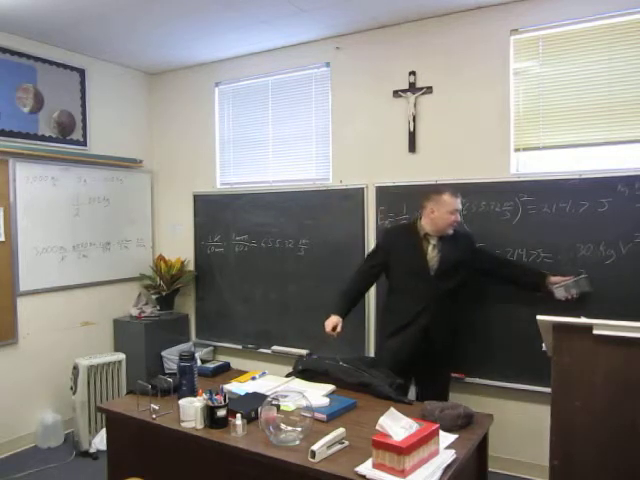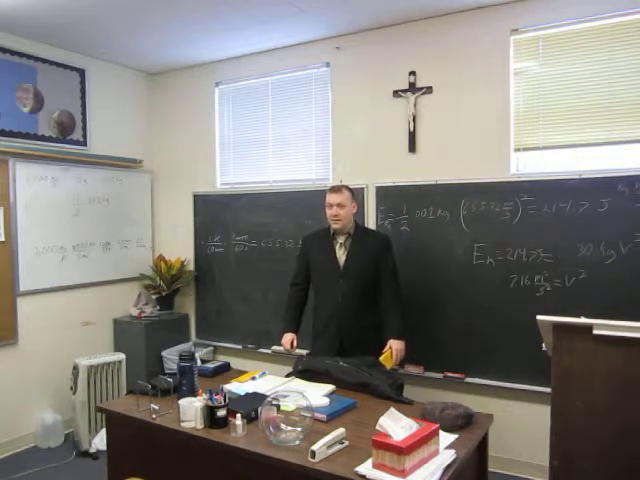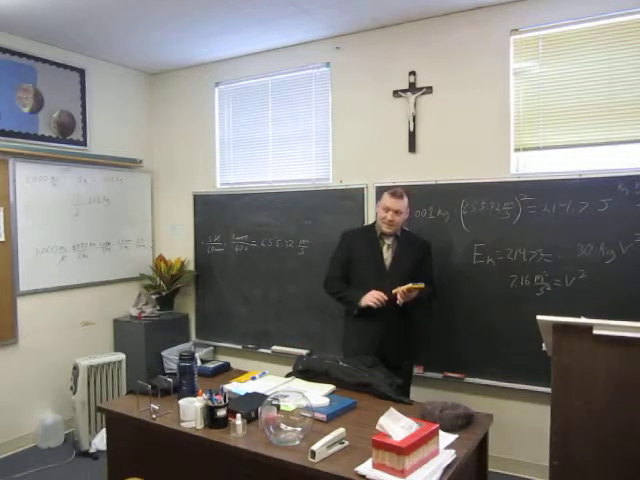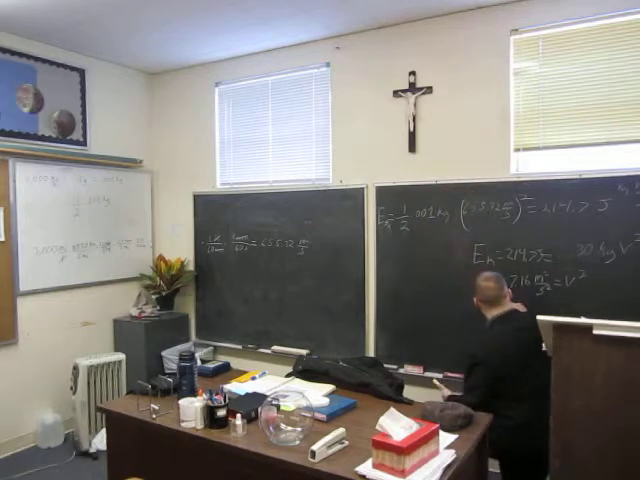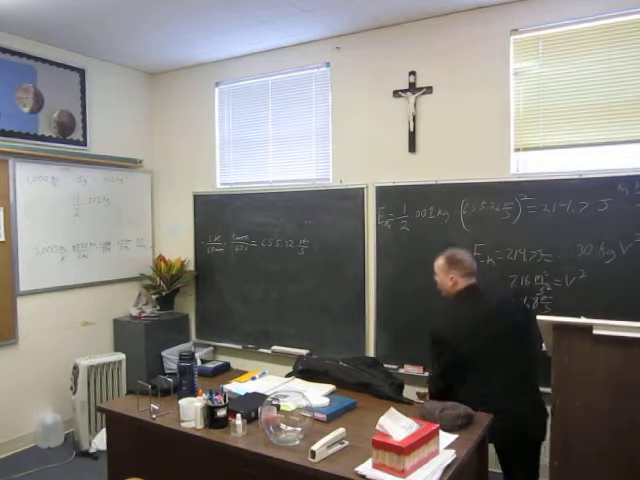We have velocity squared, but we want to know velocity. Remember how to take care of that? Find the square root of it. The square root is about 2.68 meters per second. So that's the Cruella de Vil car.